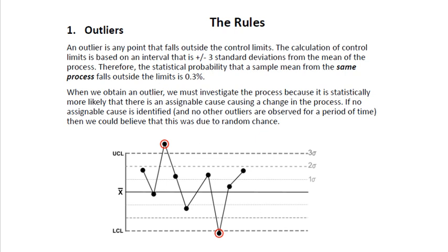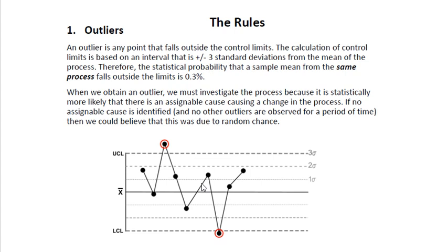Every time we have an outlier, we have to investigate the process because it is statistically more likely that there is an assignable cause, causing a change in that process. If no assignable cause is identified, then we could believe that this was due to random chance. But right now we do have the outlier, so we have to do something about it.